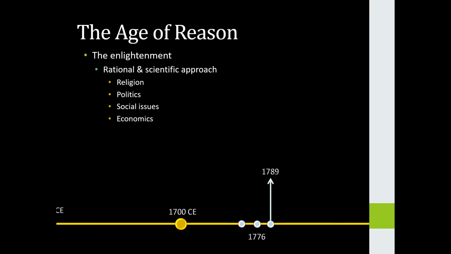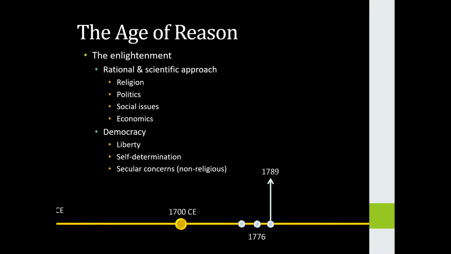So some of the ideas, some of this enlightenment that was happening, included this idea of being rational and scientifically approached, just being completely grounded on facts. So even religion, politics, social issues, economics, everything was bound by this idea of logic and rationale.